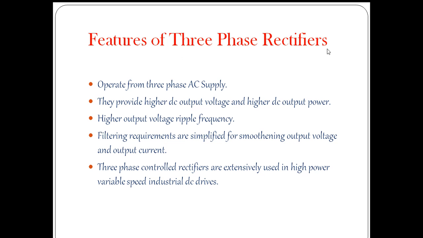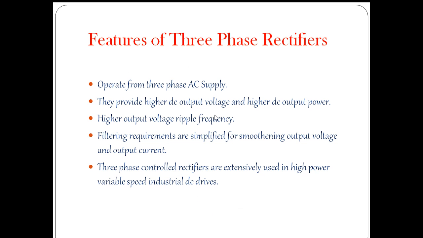The features of three phase rectifiers are that they operate from three phase AC supply. They provide higher DC output voltage and DC output power, and a higher output voltage ripple frequency. The filtering requirements are simplified for smoothing output voltage and output current. Three-phase controlled rectifiers are extensively used in high-power, variable speed industrial DC drives.